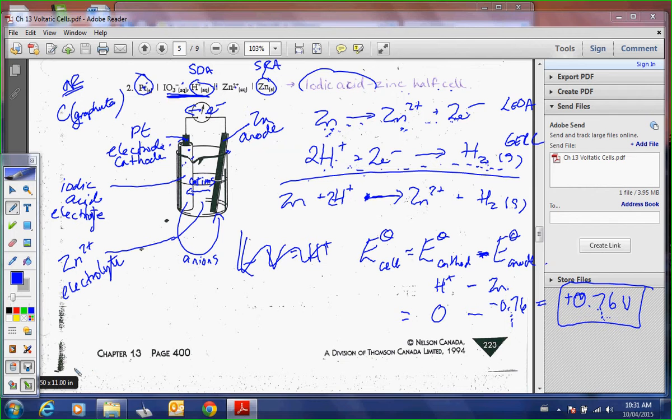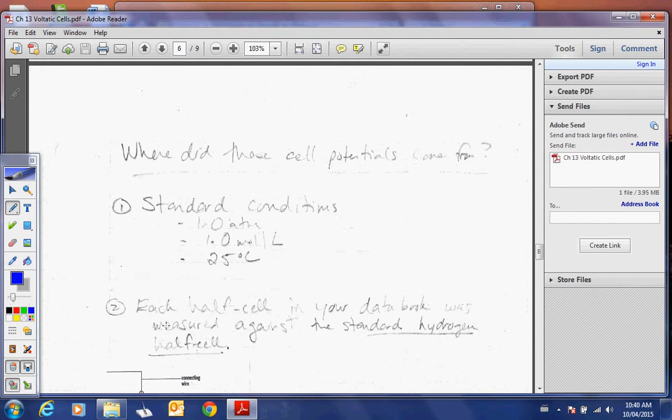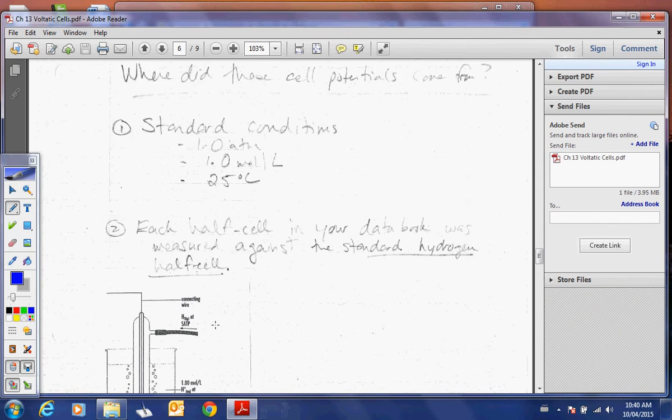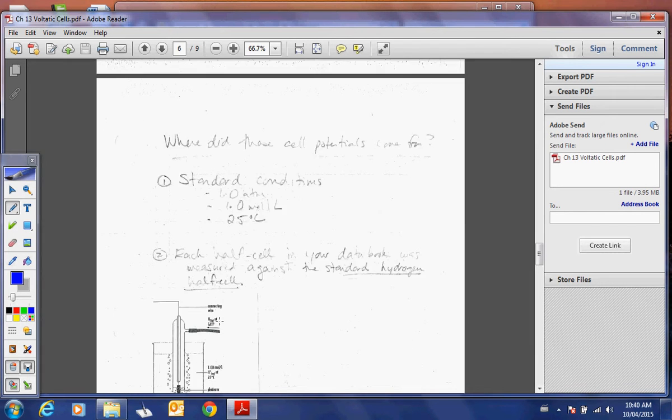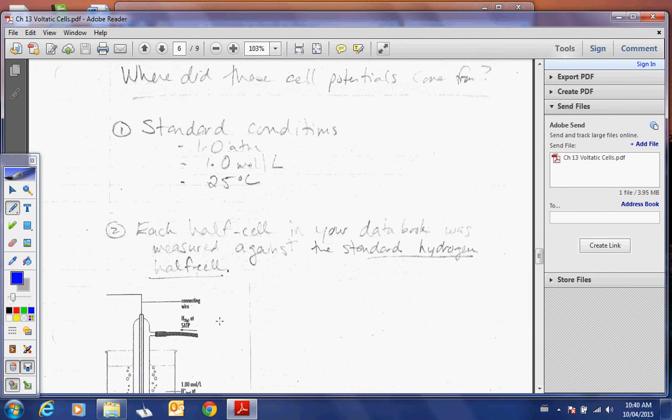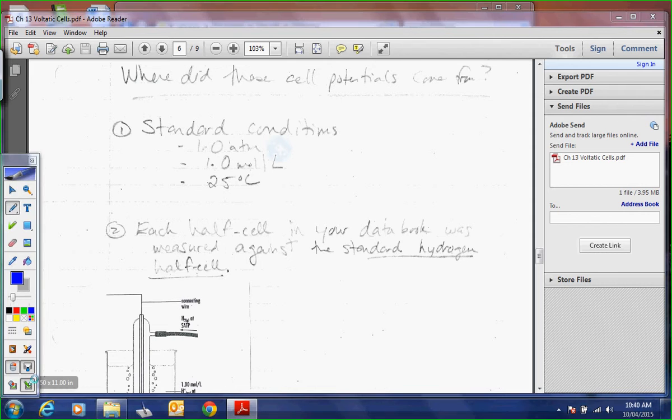Okay, so if you flip down your booklet to here, where do those cell potentials come from? First of all, I've stated, reminder, standard conditions: 1 atmosphere, 1 mole per liter, and 25 degrees Celsius. Just a little reminder, it's exactly the same as for delta H. But now solution concentrations play a major part, because we didn't really talk about solutions and delta H's.